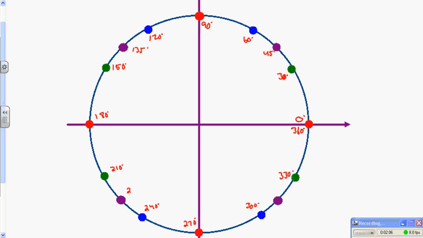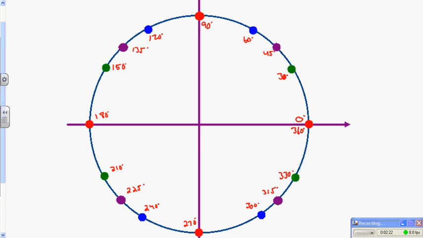The 45s, we have 45, 90, plus another 45 is 135, plus 45 is 180, plus 45 is 225, plus 45 is 270, and it's 315, plus 45 is 360. Now this represents all the degrees.